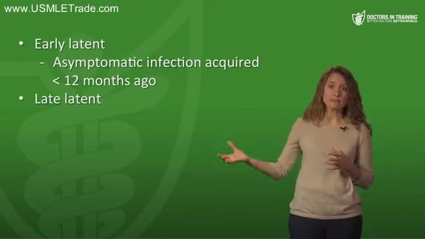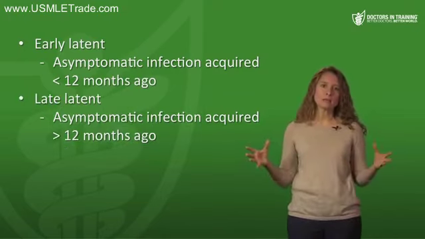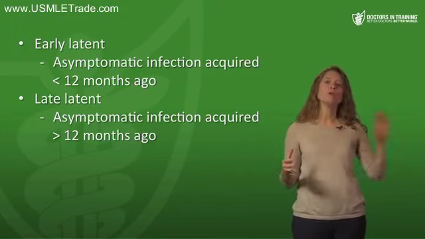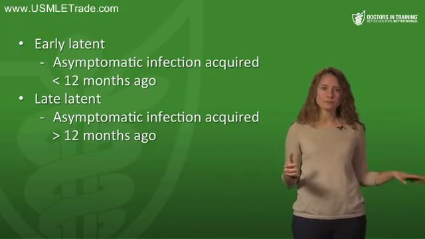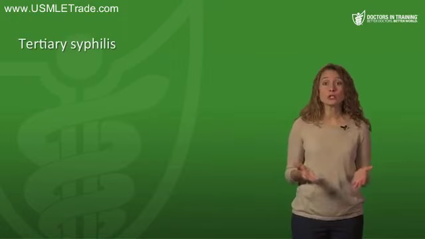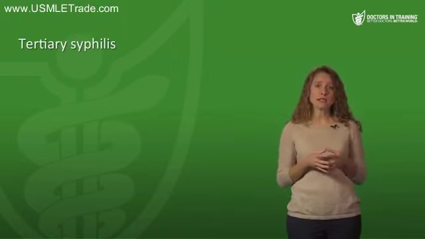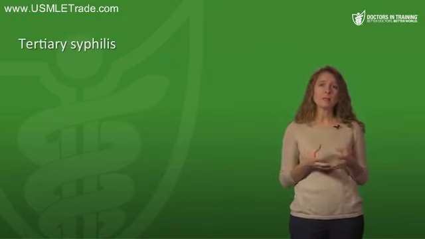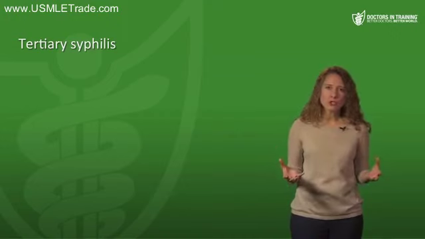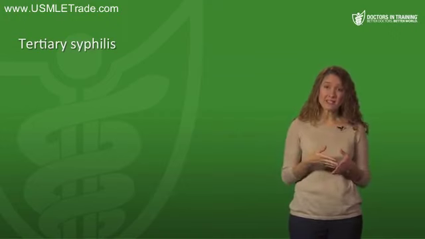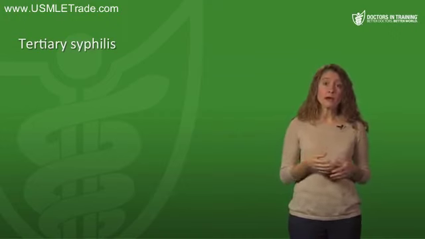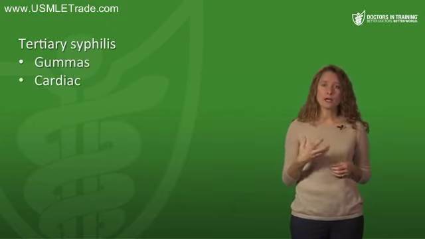Late latent syphilis means that the patient has had an asymptomatic syphilis infection that was acquired more than 12 months earlier. And lastly, there's tertiary syphilis. This refers to the late complications of syphilis infection. So what specific complications should you know about with tertiary syphilis? Well, you definitely need to know about gummas, as well as the cardiac complications.